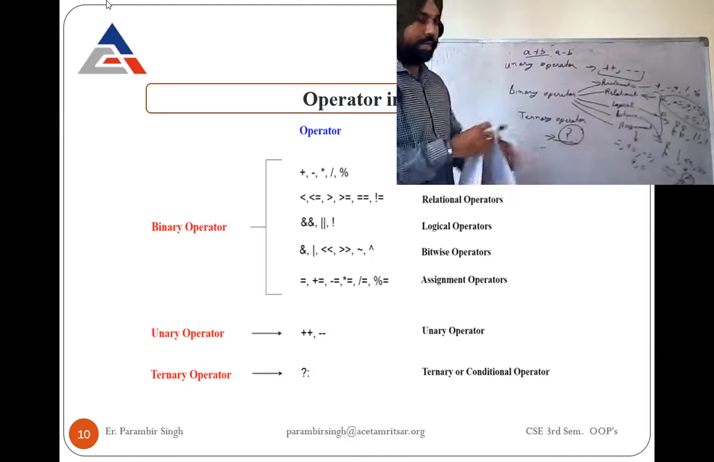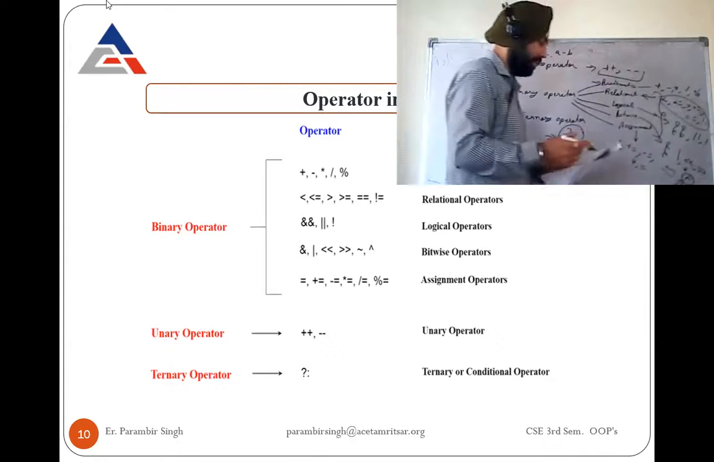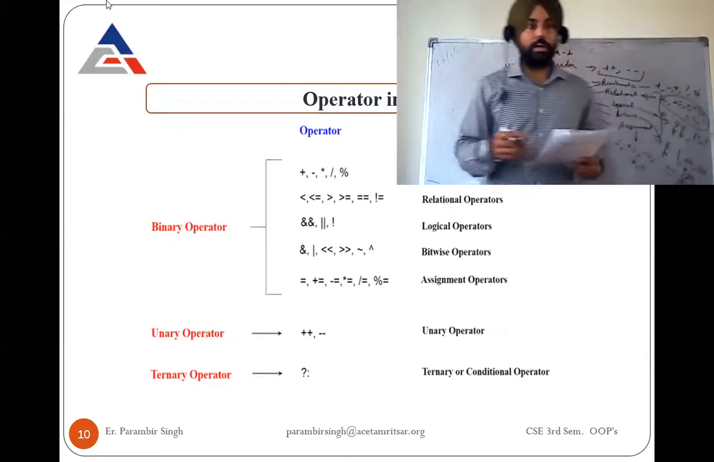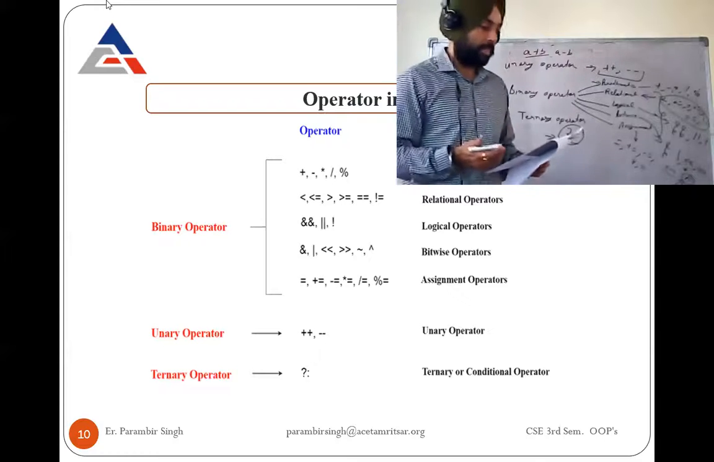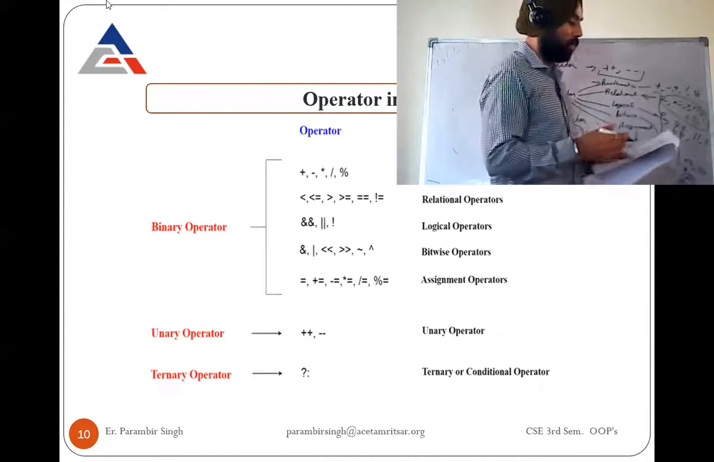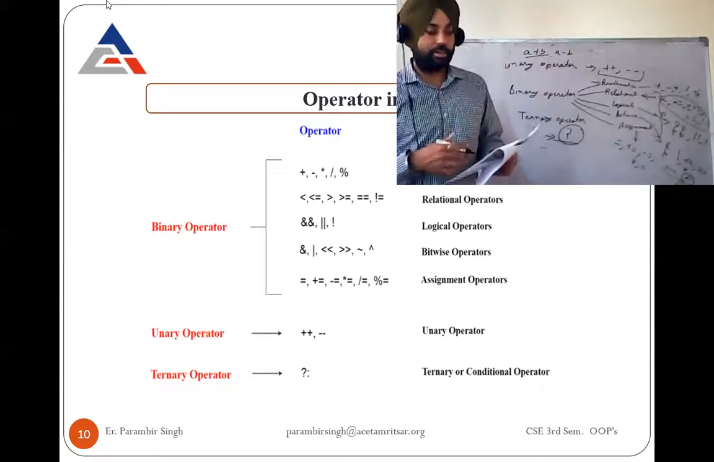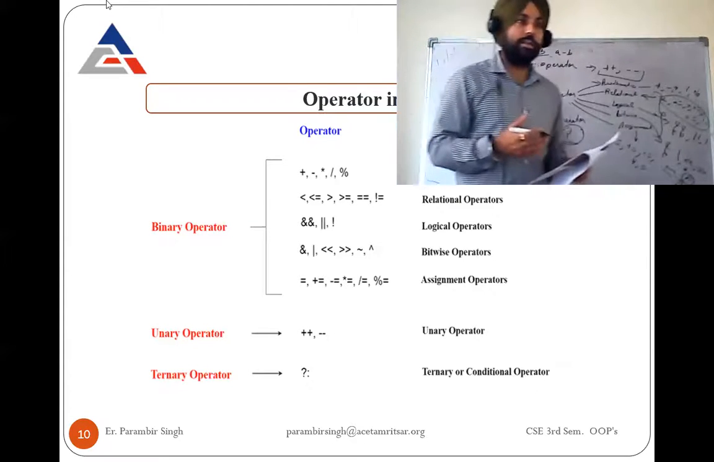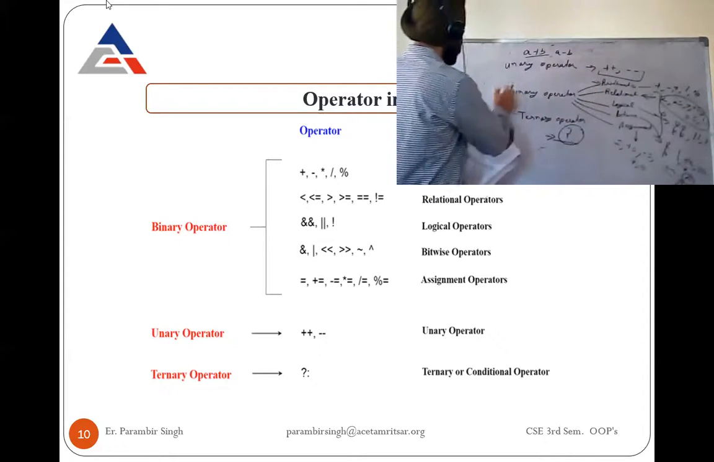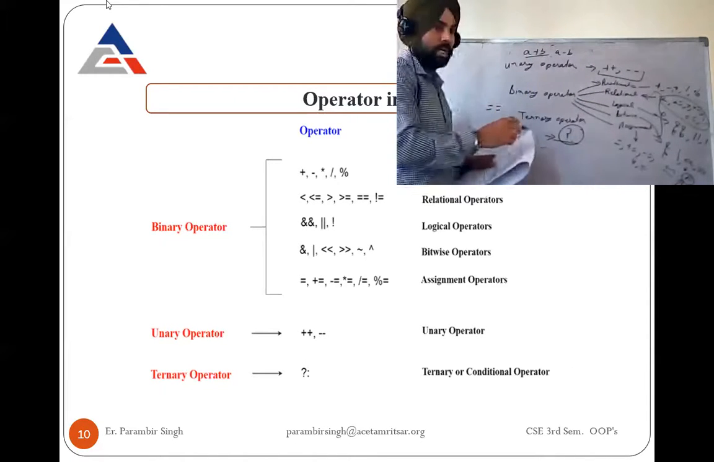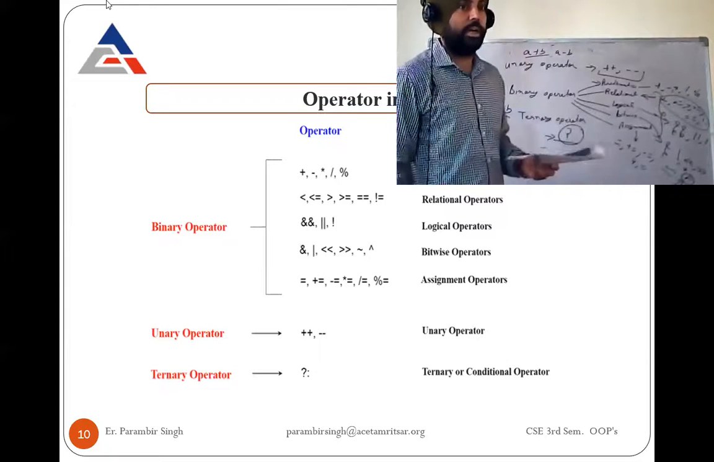Next we have the relational operators. Relational operators are used for comparison of the values of two operands. For example, checking whether one operand is equal to the other operand or not, or whether an operand is greater than another operand or not, etc. One of the relational operators is double equal to. Suppose a double equal to b, whether it is equivalent or not.